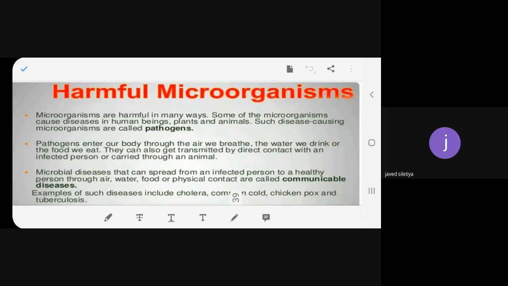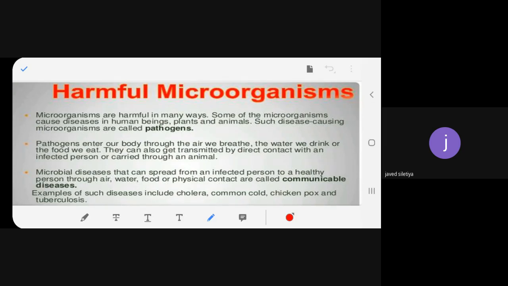Mariam: Microorganisms are harmful in many ways. Some microorganisms cause disease in human beings, plants and animals. Such disease-causing microorganisms are called pathogens. So what you said is that microorganisms are causing lots of problems to humans, animals, and plants.